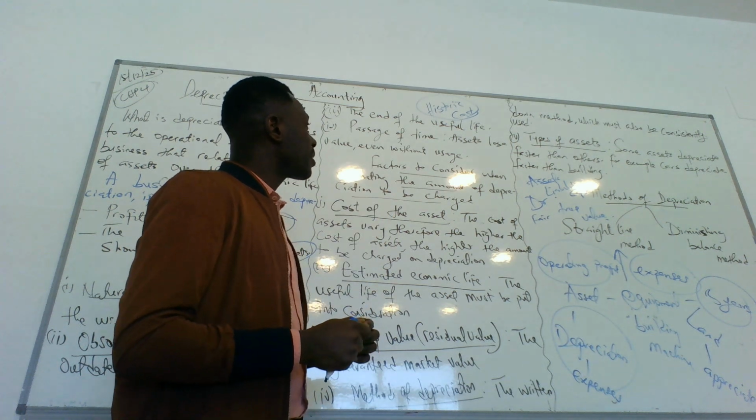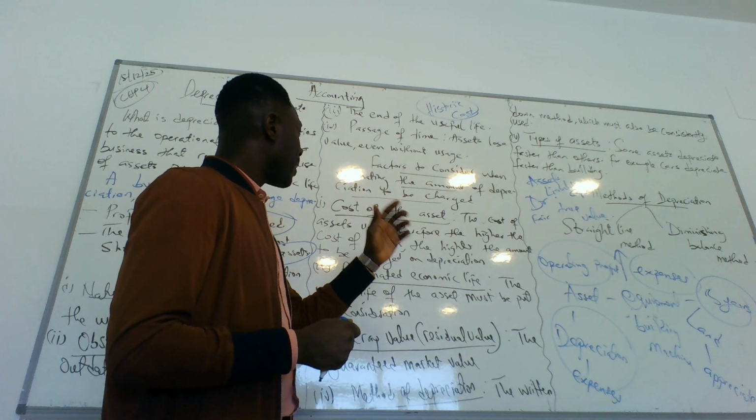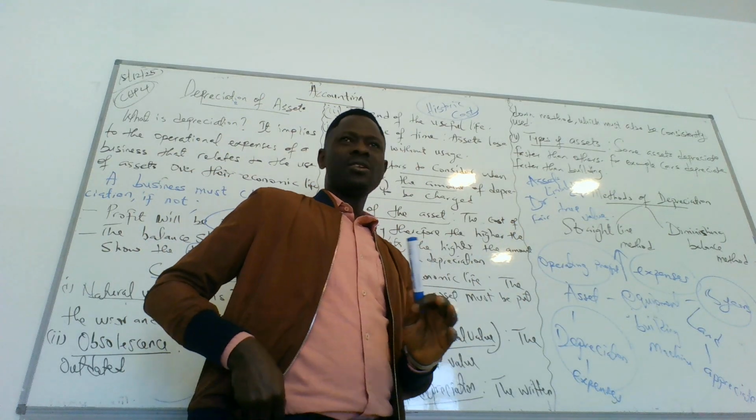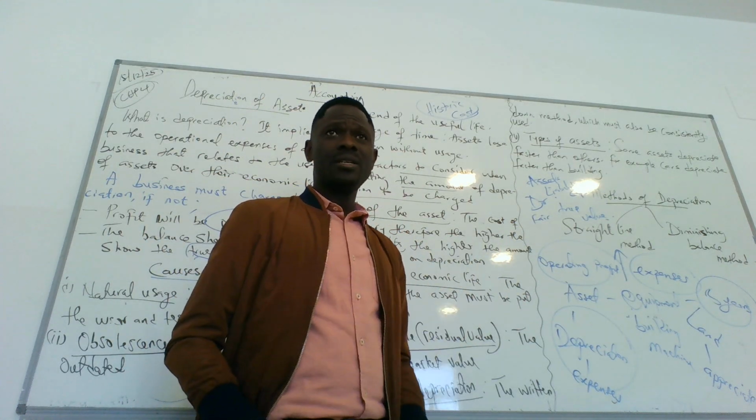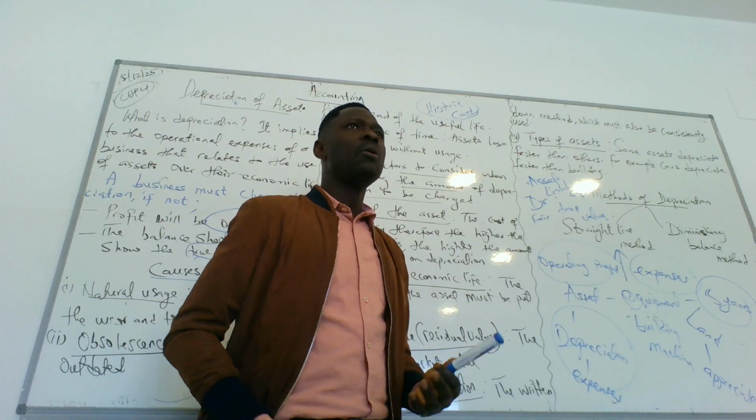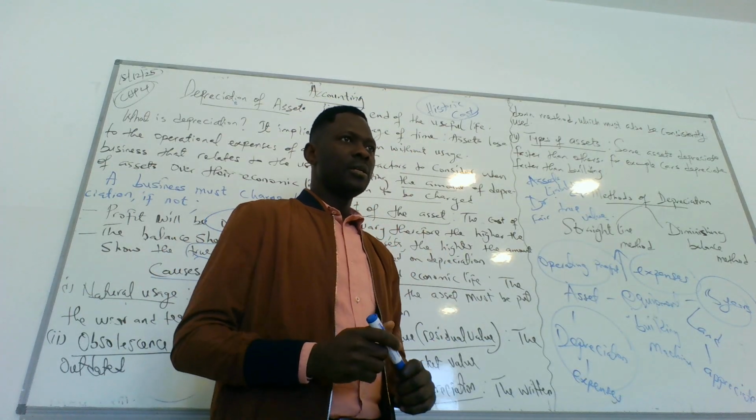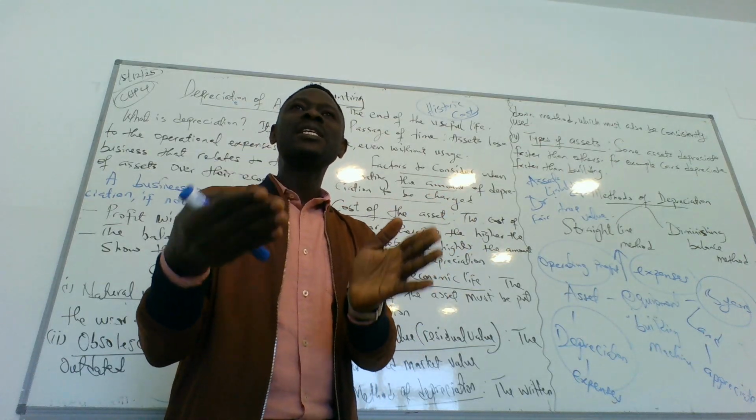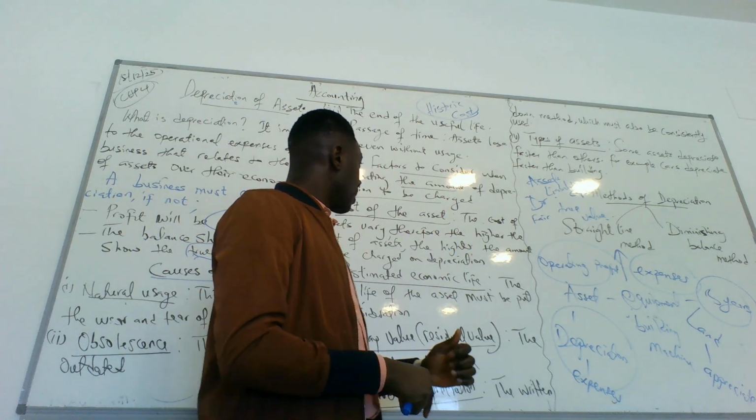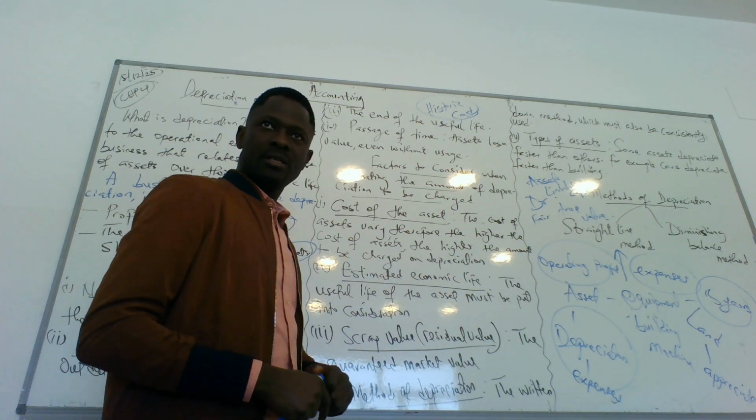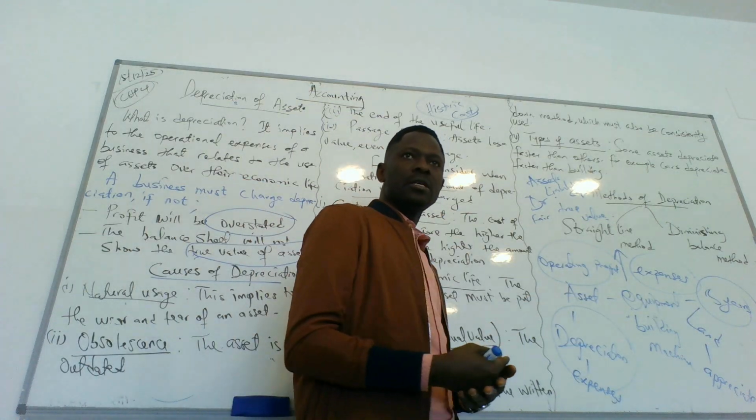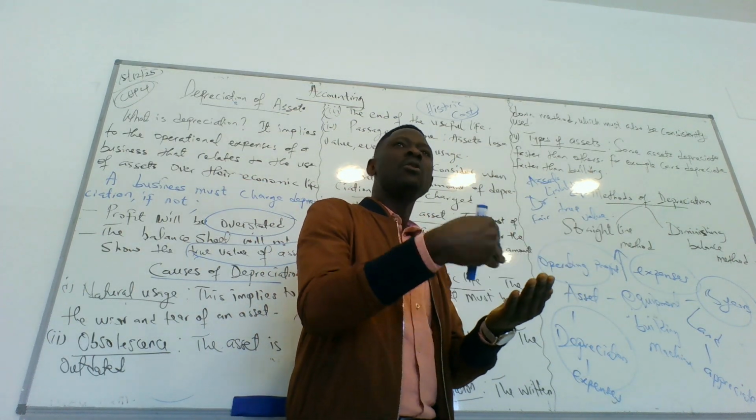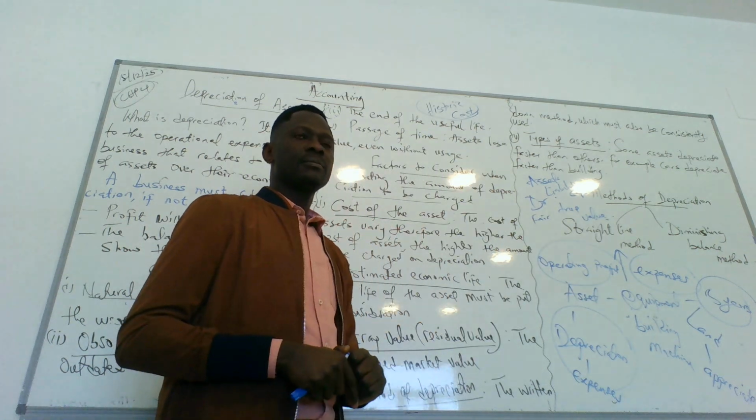The next thing is factors to consider when estimating the amount of depreciation to be charged. Depreciation is an estimate. It's not a real figure. It's an estimate, but we just have to come up with something. Common sense thing. So what are those things we put into consideration before estimating the percentage of depreciation? The first one, the cost of the assets. How expensive is the asset? The higher the cost of the asset, the higher the estimate of depreciation.